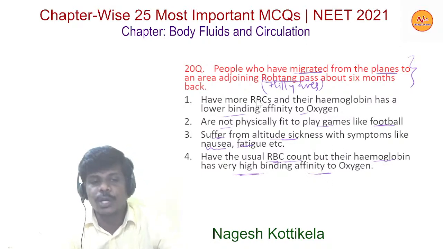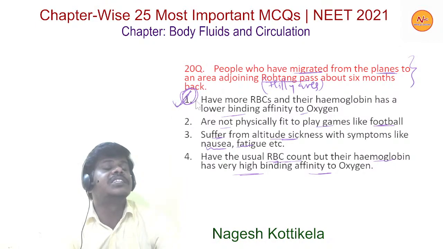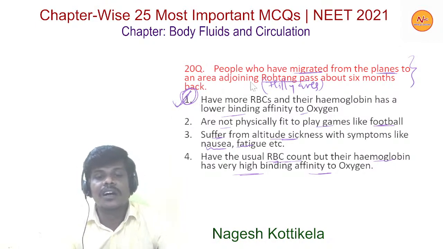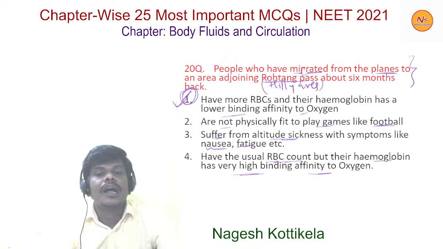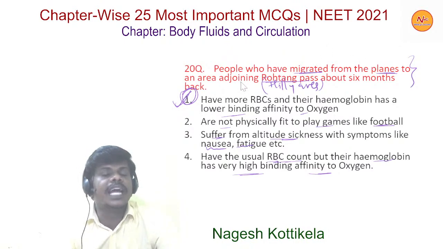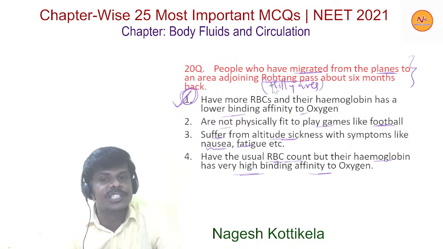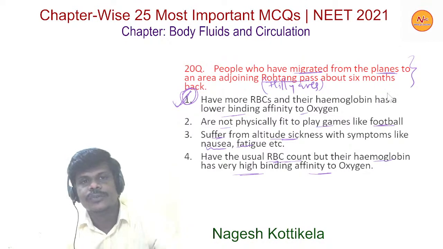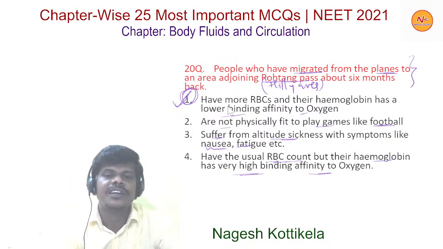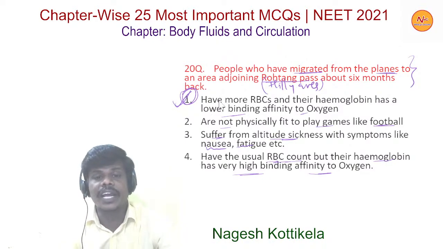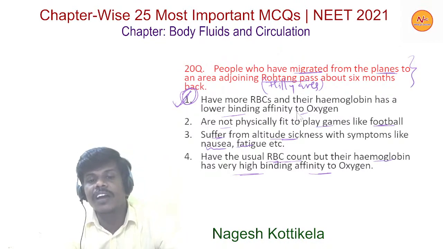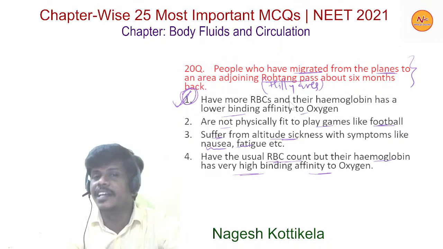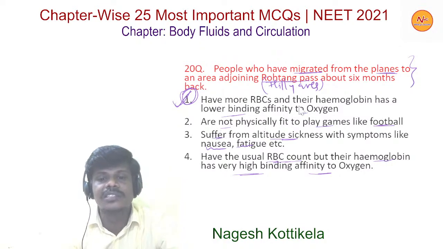So here among the given options, option 1 is the right option, because here the people have migrated from plains to the area adjoining Rohtang Pass. It is a hilly area. It is 6 months back. So obviously during this 6 months duration, more RBCs are formed. Okay, they have more RBCs and their hemoglobin has a lower binding affinity to oxygen because it is a hilly area. And option 2 is wrong because they can play games like football.